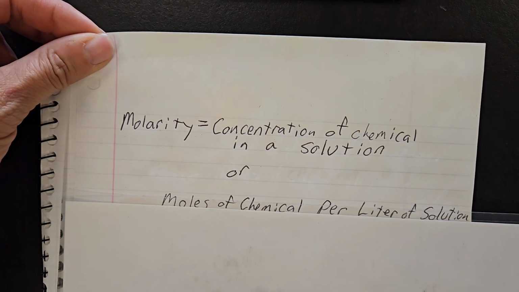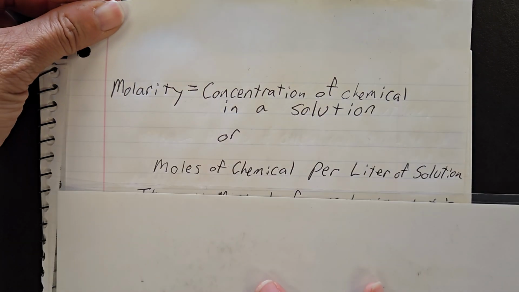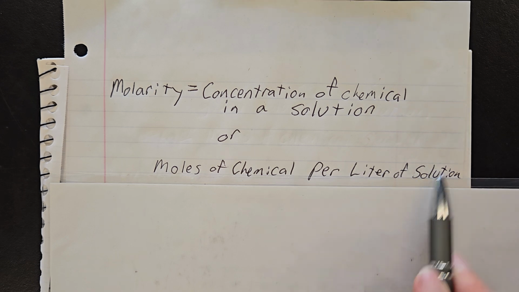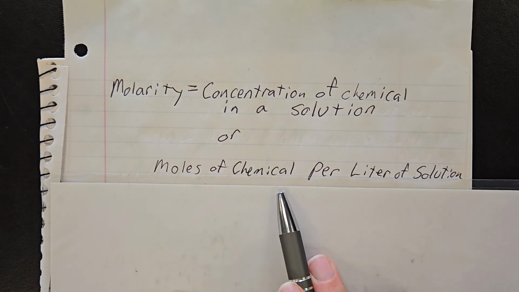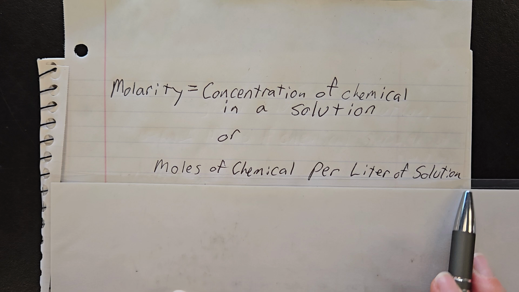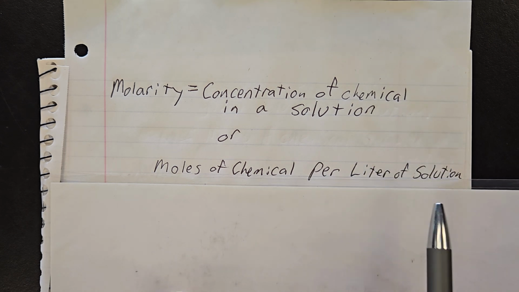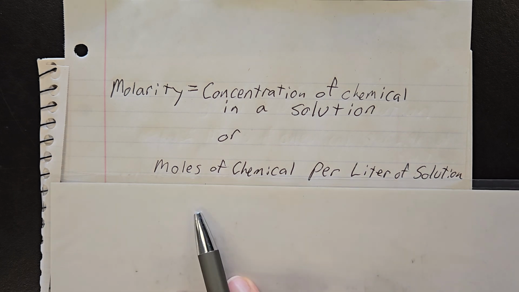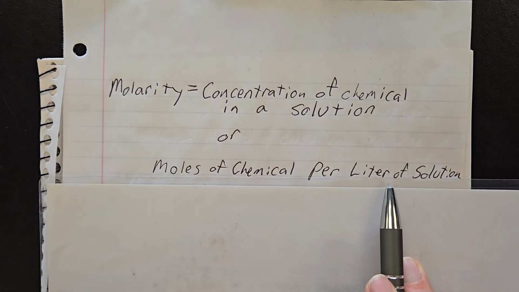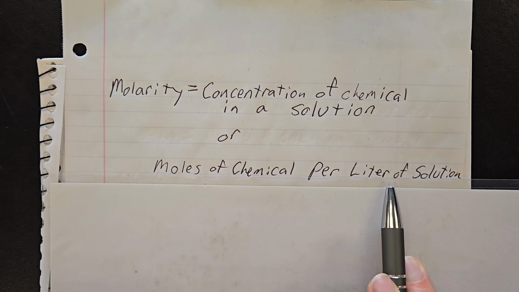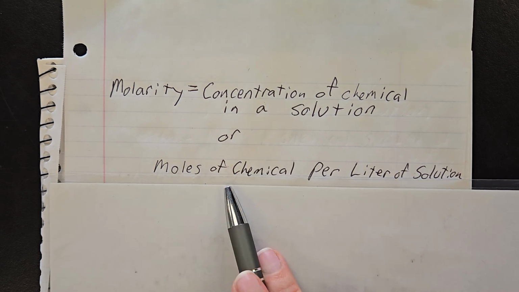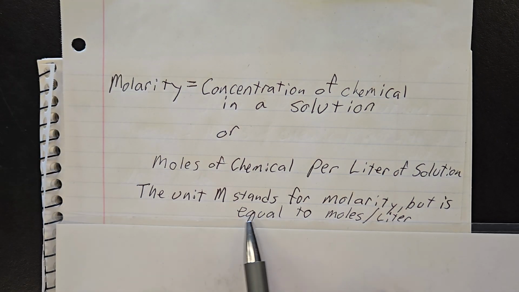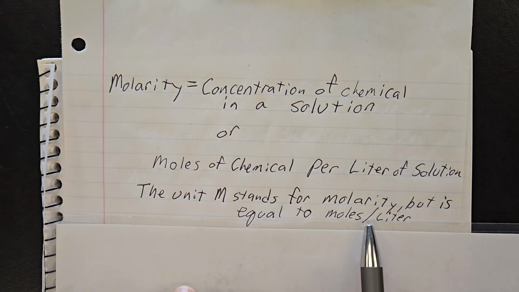The better way to look at it for our purposes is that it is the moles of that chemical per liter of that solution. So it's not necessarily moles of the chemical per liter of the water that we added to it, but the whole solution. If I have a solution that has 1 mole in 1 liter, I can take 1/10 of that liter, or 100 milliliters, and know that I have 1/10 of a mole. We use the unit M that stands for molarity, and it is equal to moles per liter.